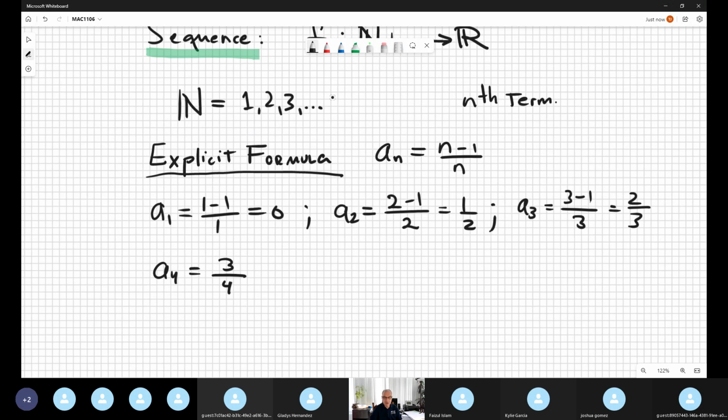So this n is coincident with this, and the top part, the numerator, is subtracting 1. A5 is 4 over 5. And so on. What is A6? It is 5 over 6. Okay, easy. I said the first example, Example 1, to understand what the sequence is.